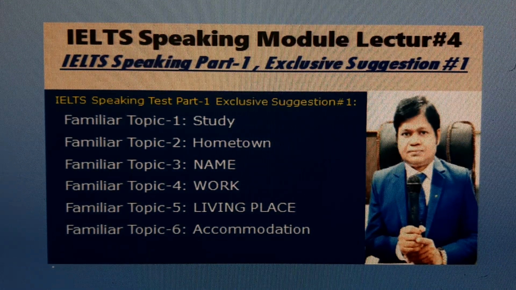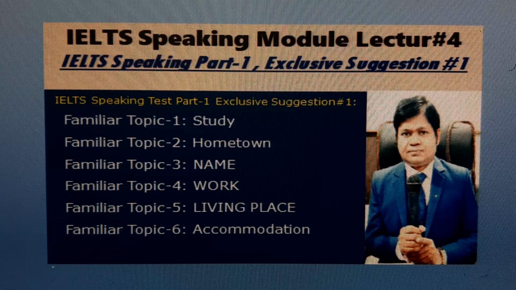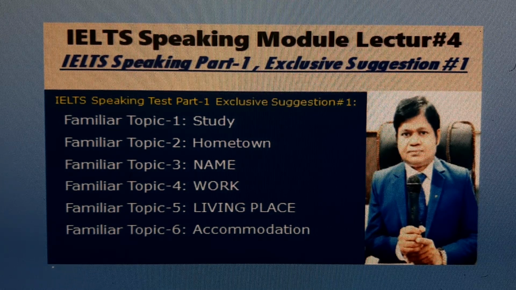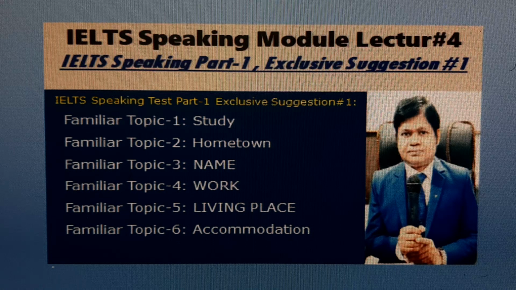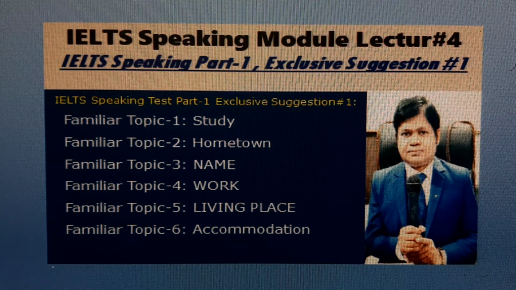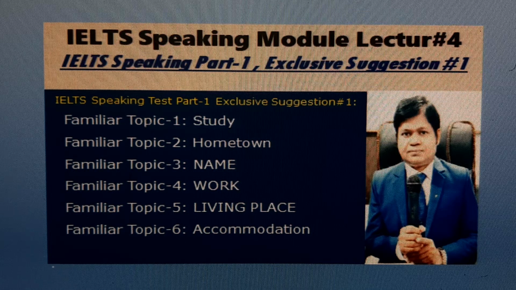IELTS Speaking Test Part 1, Familiar Topic 5, Living place. Probable questions suggested as question 1, do you live in a house or a flat? Question 2, who do you live with? Question 3, how long have you been living there? Question 4, do you plan to live there for a long time? Question 5, can you describe the place where you live? Question 6, which room does your family spend most of the time in? Question 7, what's the difference between where you are living now and where you have lived in the past?